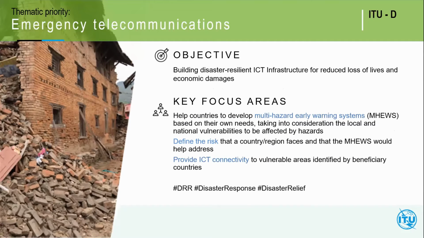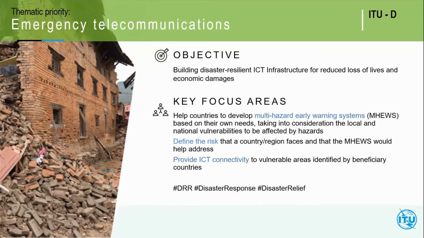The next one is emergency telecommunication. This is very important for your region. And as Joaquin already mentioned, there will be a special part on emergency telecommunications. The objective is to build disaster resilient ICT infrastructure to reduce loss of lives and economic damages. We support the countries with multi-hazard early warning systems, define the risk the country or region faces, and provide ICT connectivity.